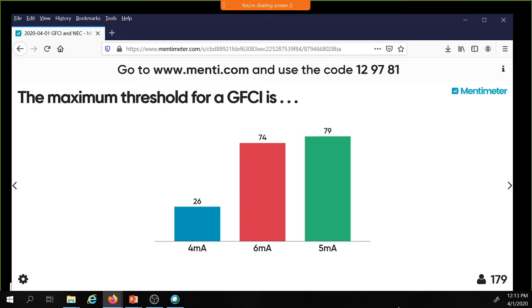So you guys are split a little bit on that, which is good. This is all a learning experience. And it's really cool, you can go online as I'm looking at this. If you go to menti.com and enter 129781, you can actually put in your information, which I just saw the number go up. So people are doing that.